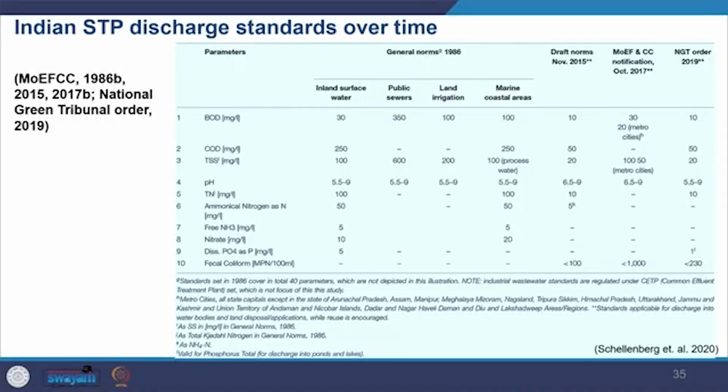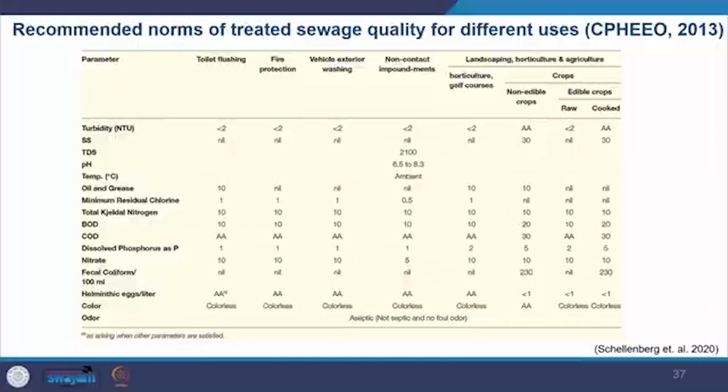In the following image, you can see general STP (sewage treatment plant) discharge standards. It shows different parameters: inland water supply, public sewers, land irrigation, marine ecosystem. You can see here as well for STP the recommended norms of treated sewage quality for different uses by CPHEEO, such as toilet flushing, fire protection, vehicular exterior washing, and so on. The source for all of these has been provided to you.